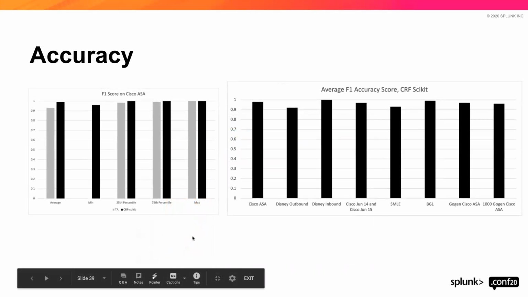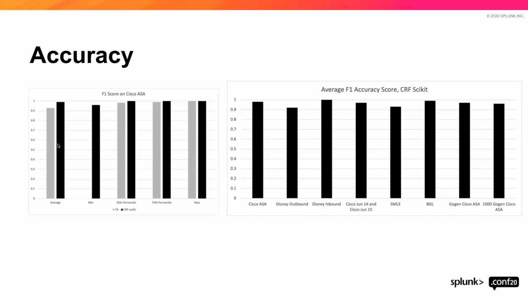Now, I told you that we wanted this to be at least as accurate as handwritten parsers. It turns out that we are actually more accurate. The reason is that humans make errors all the time. Writing regular expressions, especially based on the data you've seen so far, is prone to a lot of issues. You can see that here: on average, we slightly outperform one of the existing technical add-ons. This is a technical add-on that customers use today. We're actually slightly better than that.